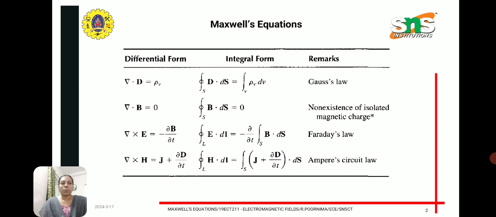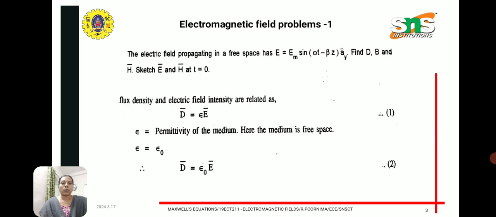We can apply these Maxwell's equations to solve electromagnetic field problems. So let us see the example problems. Consider the electric field propagating in free space, where the E value is given as Em sin(omega t minus beta z) ay cap. From this we have to find D, that is electric flux density, B, the magnetic flux density, and the H vector, the magnetic field intensity.